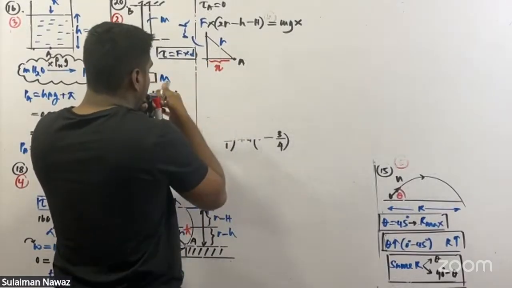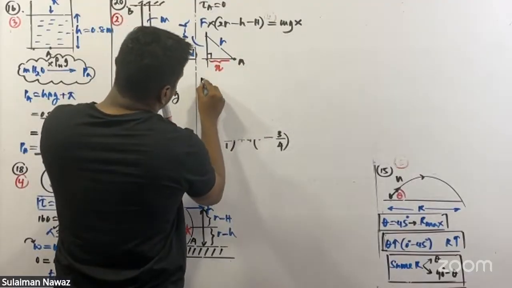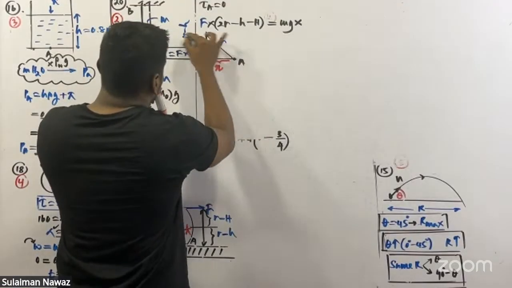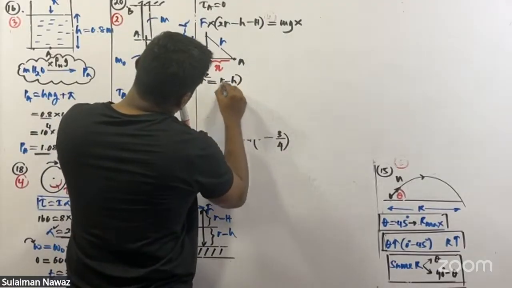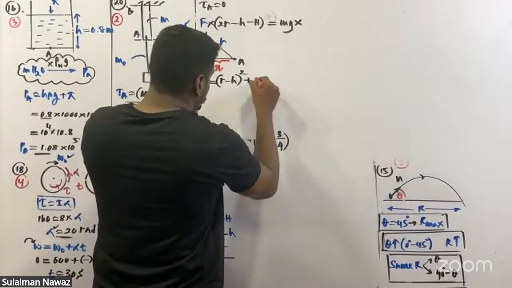Pythagoras. Pythagoras means r squared must be equal to (r minus h) squared plus x squared.